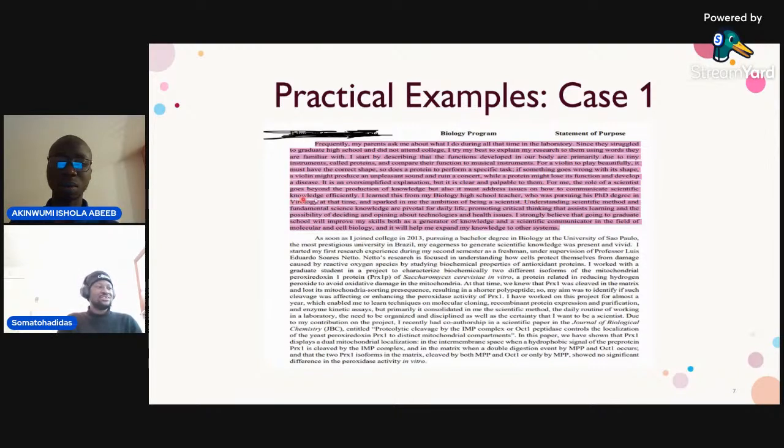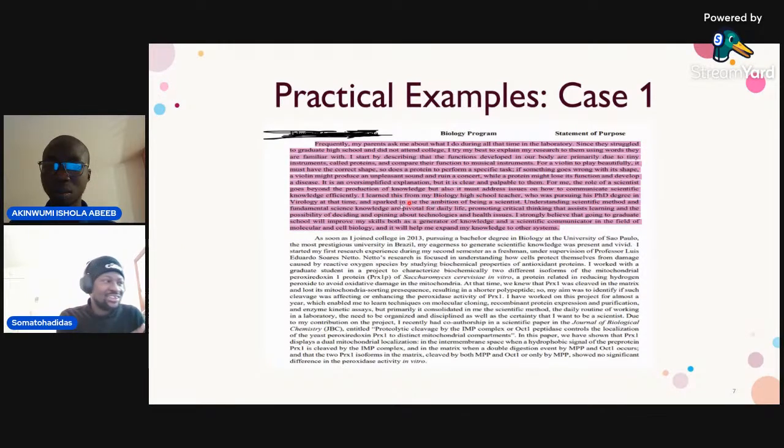"For me, the role of a scientist goes beyond production of knowledge, but also must address how to communicate scientific knowledge efficiently." Like I said before, proper, good, efficient and adequate communication is very, very important, and this applicant actually showed it. "I learned from a high school biology teacher who was pursuing a PhD in virology at the time, and he sparked in me the ambition of being a scientist." Look at the driver.